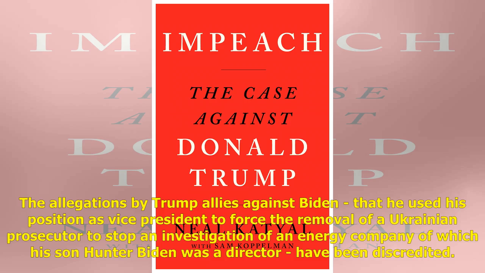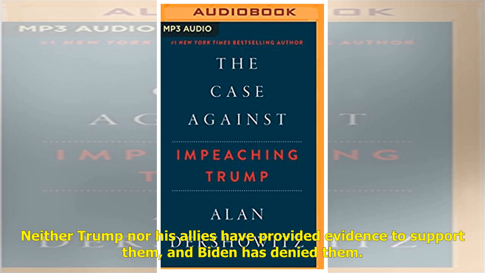The allegations by Trump allies against Biden, that he used his position as vice president to force the removal of a Ukrainian prosecutor to stop an investigation of an energy company of which his son Hunter Biden was a director, have been discredited. Neither Trump nor his allies have provided evidence to support them, and Biden has denied them.